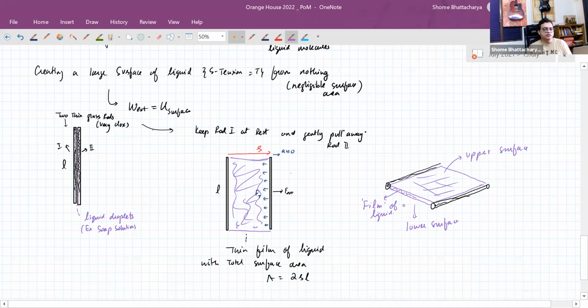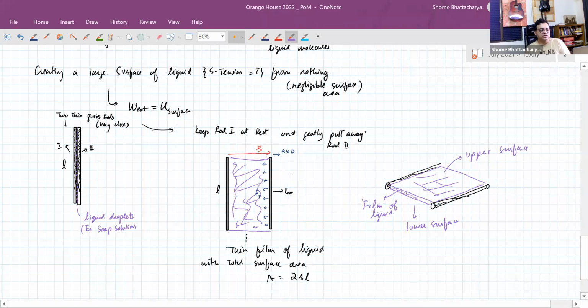Its thickness is of the order of magnitude of the molecular diameter, something like 1/100th of a micron. So we cannot ignore the thickness of the film compared to the surface. The surface is much thinner. So this sheet or film of liquid is bounded by 2 surfaces, one on top and one below. Okay, so the total surface area is 2 times S into L.